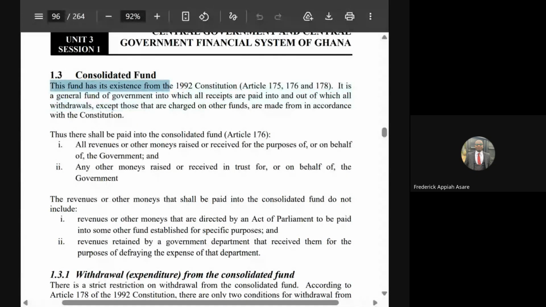This fund has its existence from the 1992 Constitution. It is a general fund of government into which all receipts are paid and out of which all withdrawals, except those that are charged on other funds, are made in accordance with the Constitution. So the consolidated fund is the fund that all monies received must be deposited inside. All payments or withdrawals must be made from that fund, unless particular withdrawals have been specifically designated to be taken from a particular fund.